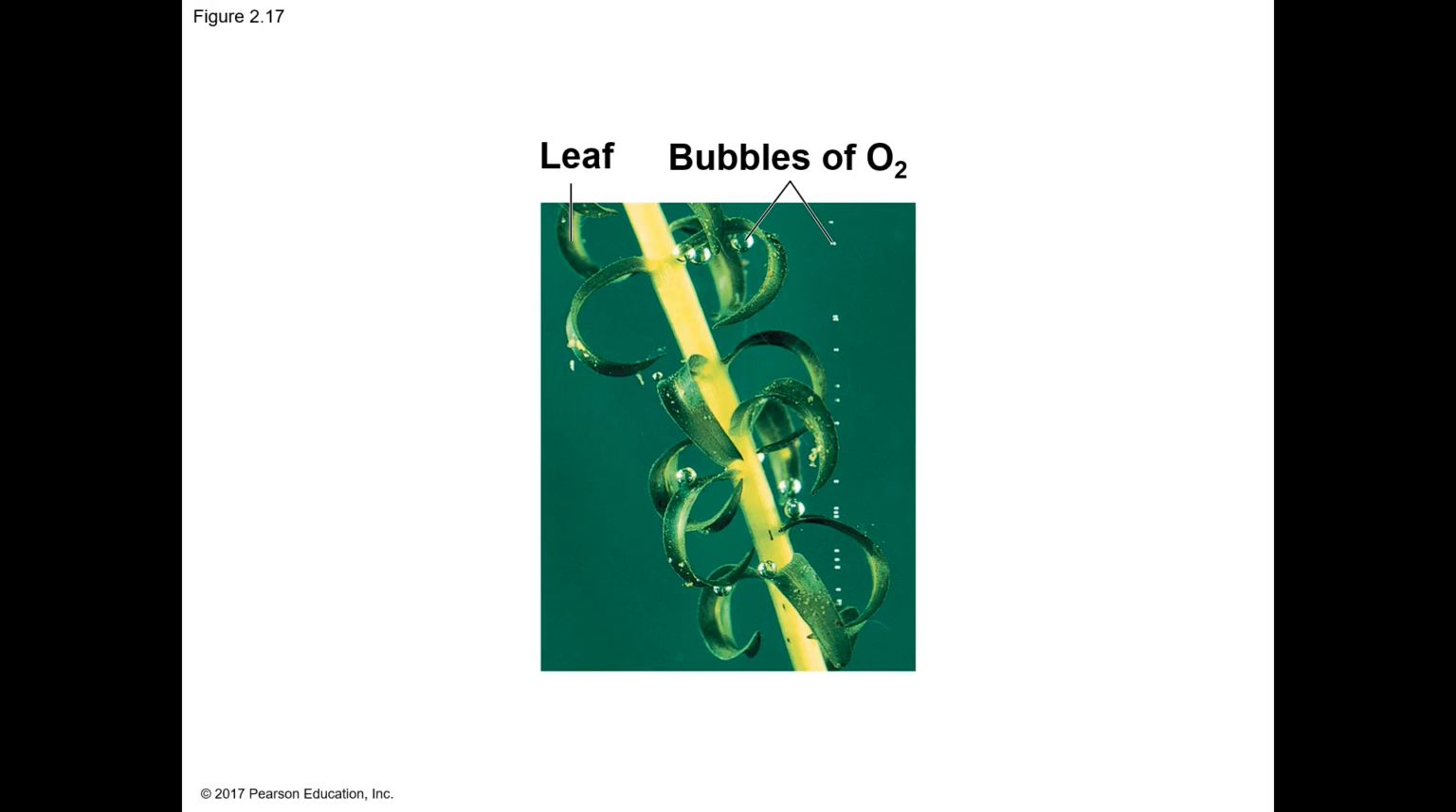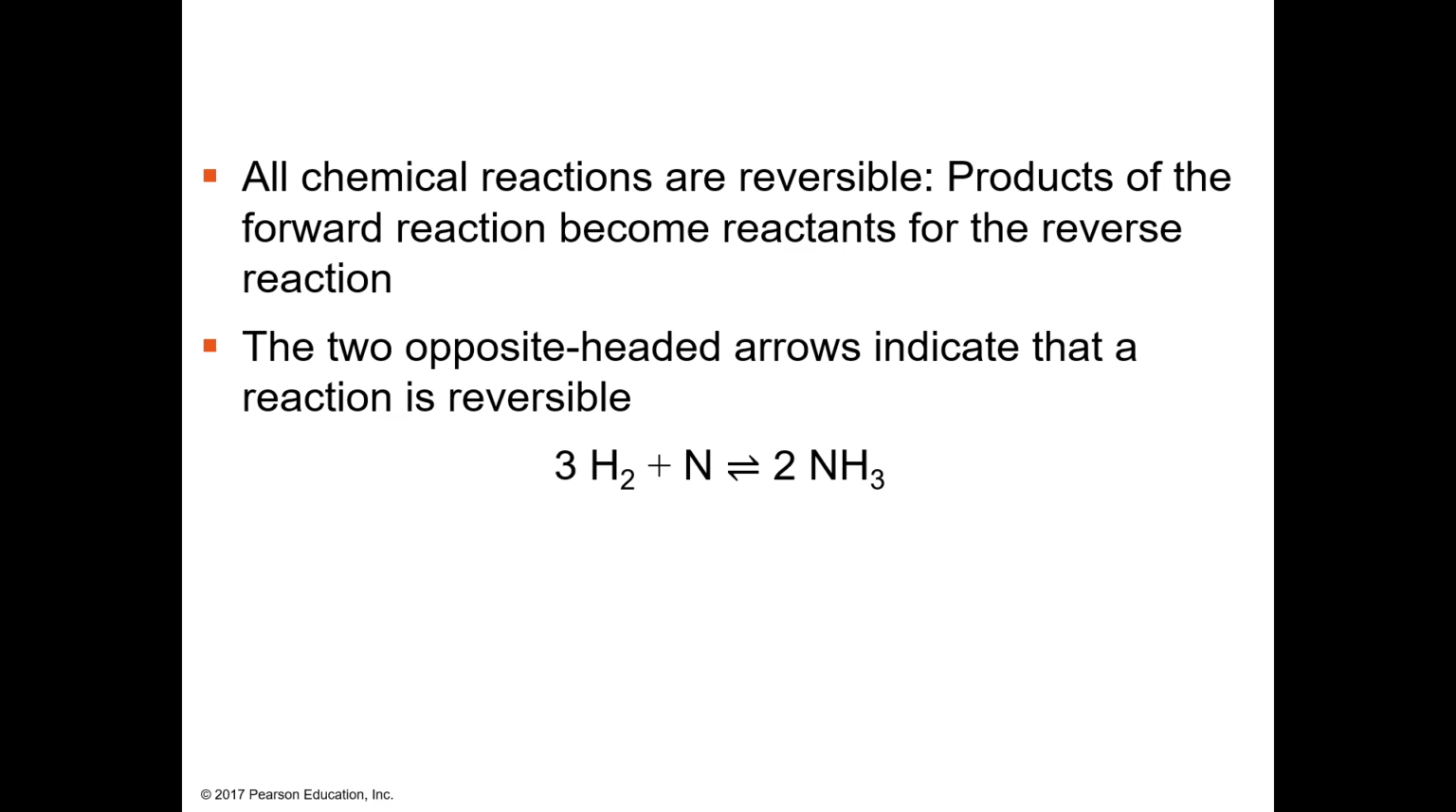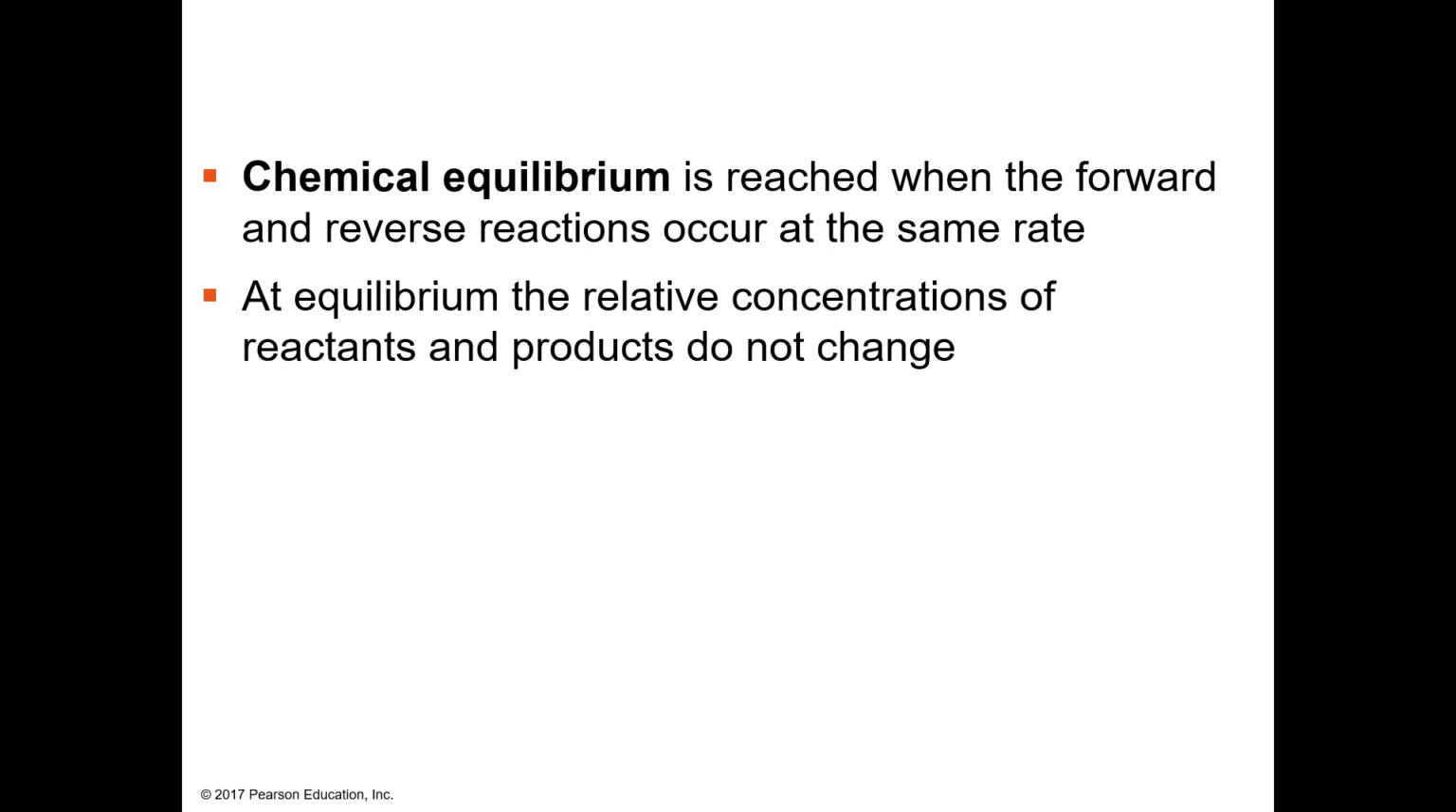Now, all chemical reactions are reversible. Products of the forward reaction become reactants of the reverse reaction. The 2 opposite-headed arrows indicate that a reaction is reversible. You will see these from time to time. Chemical equilibrium is reached when the forward and the reverse reactions occur at the same speed or same rate. At equilibrium, the relative concentrations of reactants and products do not change.